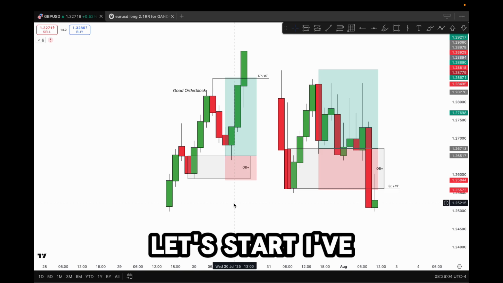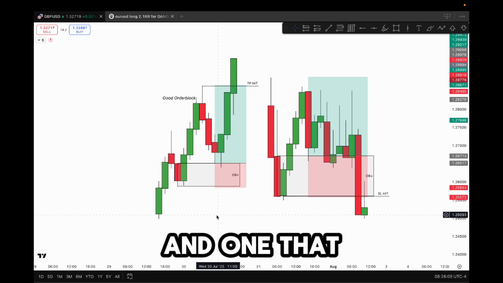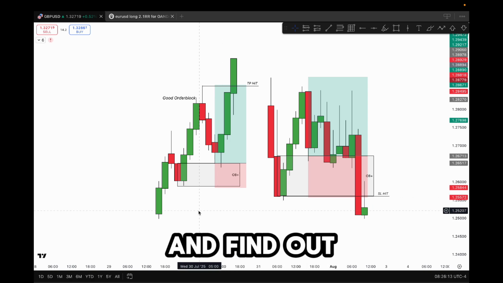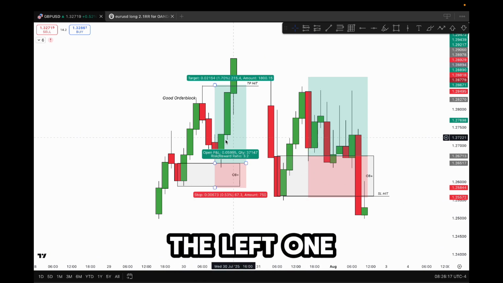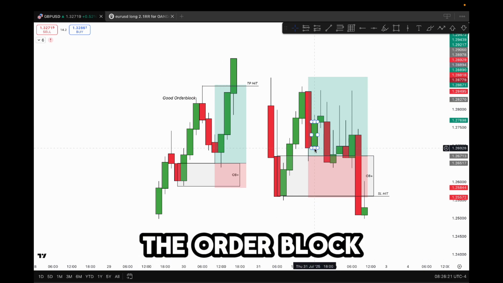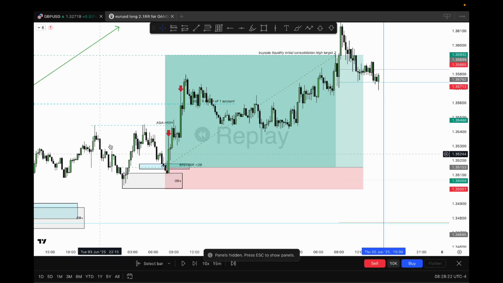Let's start. I've drawn here two types of order blocks, one that works and one that doesn't work. Pause the video and find out which one is the good one. It's not that difficult. As you see, the left one is the good order block. It's also standing here, good order block, and this is the order block that is bad. I will tell you why this order block is good.